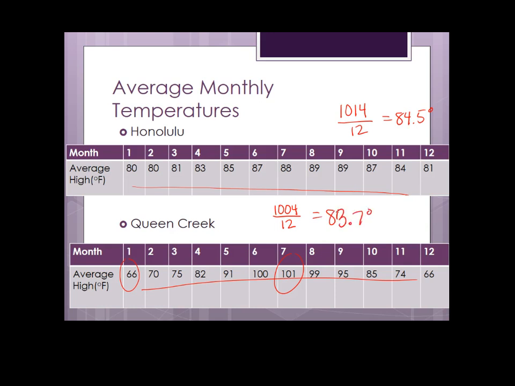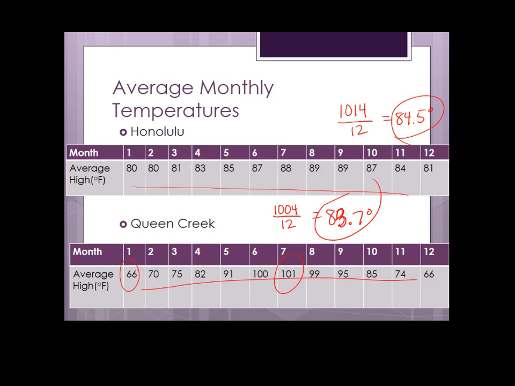That gives me 83.7 degrees. All right, this is really not a significant difference at all. So that's really not going to persuade me. So maybe the mean is not a great representation, and I bet the median wouldn't be either. So maybe I should look more to see how consistent the temperatures are.